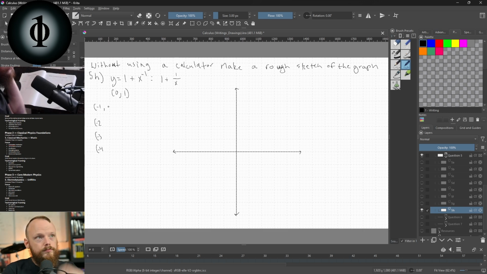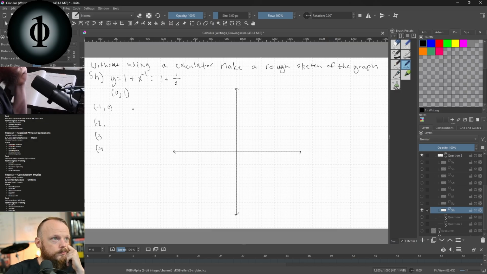So 0? 1 over negative 1, yeah, 0. Negative 2. So 1 minus a half is a half. Negative 3, 1 minus a third is 2/3. 1 minus a quarter is 3/4. What a weird graph that's going to be.